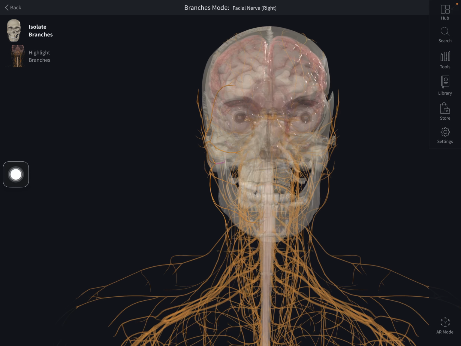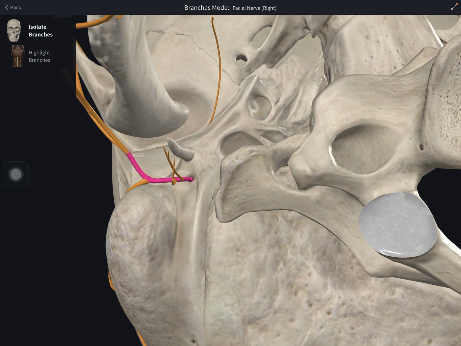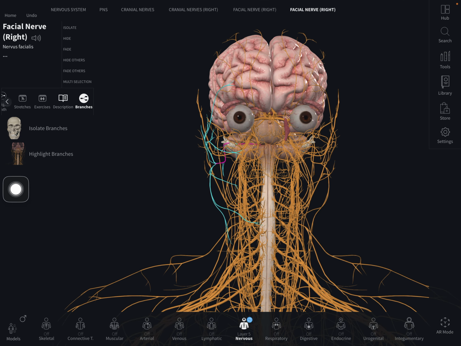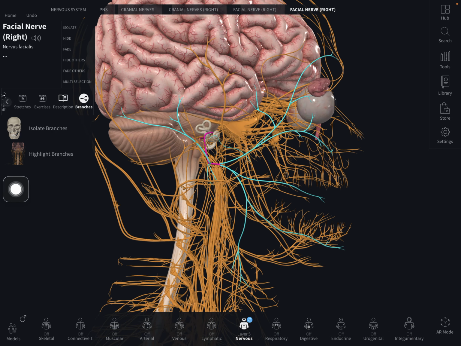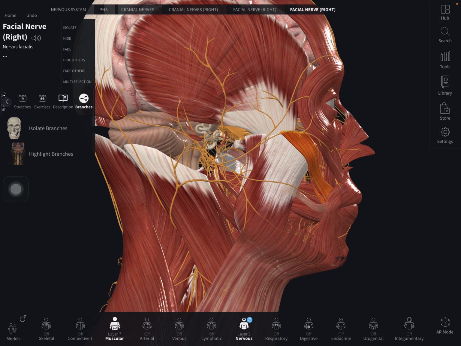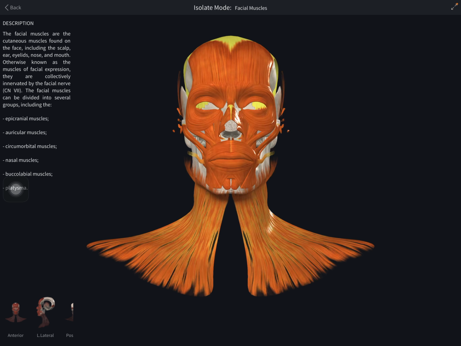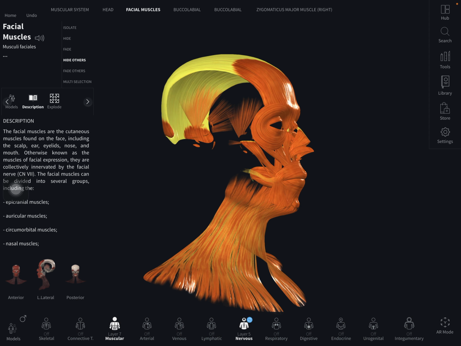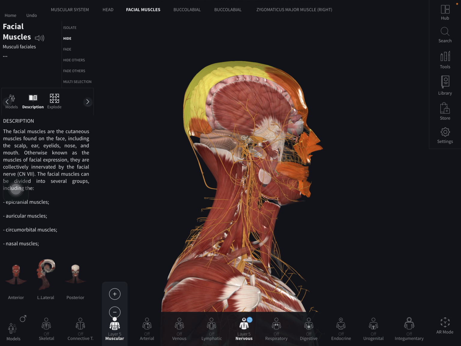If you look here, this facial nerve exits through the stylomastoid foramen, and it divides into multiple different motor branches. It gives motor innervation to the facial muscles. These muscles are called the muscles of facial expression. The applied anatomy part, we will speak about later.